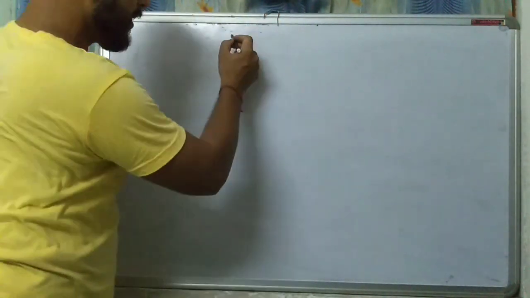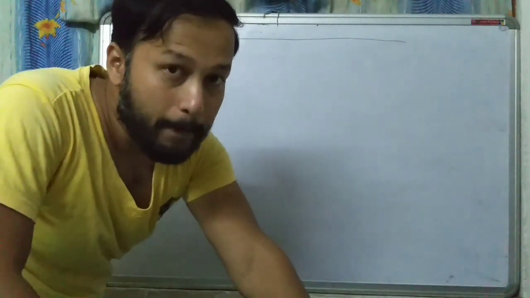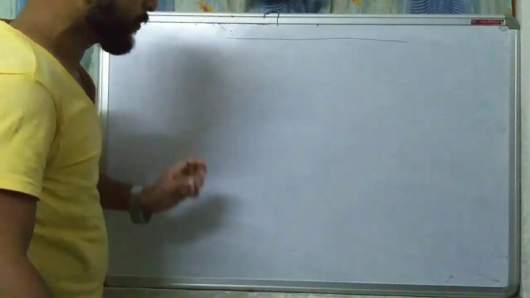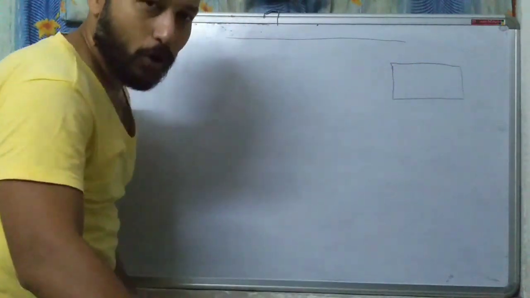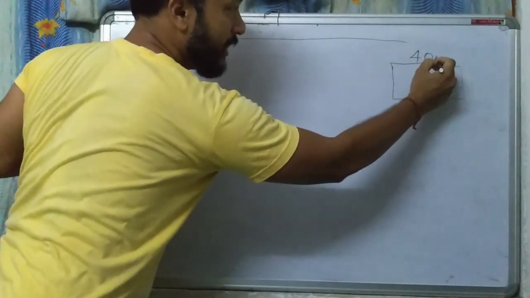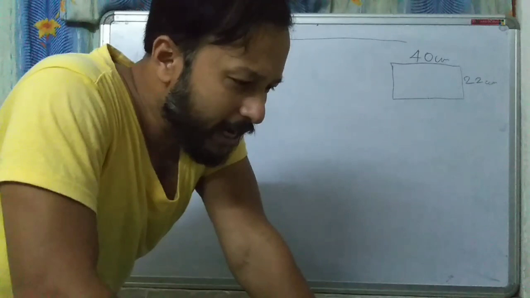Next question. A wire is in the shape of a rectangle. You are given a simple wire. This is the wire I am giving you. Now, by this wire, you make a rectangle. And its length is 40 centimeter, breadth is 22 centimeter.